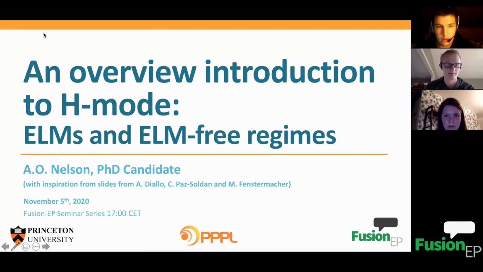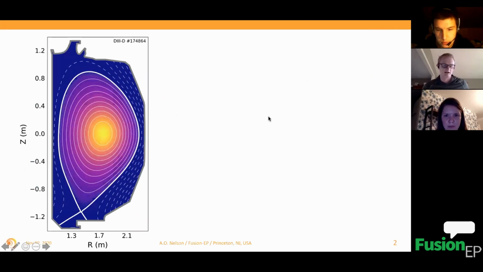Today I'm going to be talking a bit about an overview introduction to H-mode. This is really geared as an introductory talk, specifically focusing on ELMs and ELM-free regimes. So tokamak plasmas are generally plotted in a poloidal cross-section such as this. And if you look at how the heat flows from these plasmas, it's going to be very hot in the center, and it will flow outwards through the plasma until it reaches this thick white line here, which is called the separatrix.